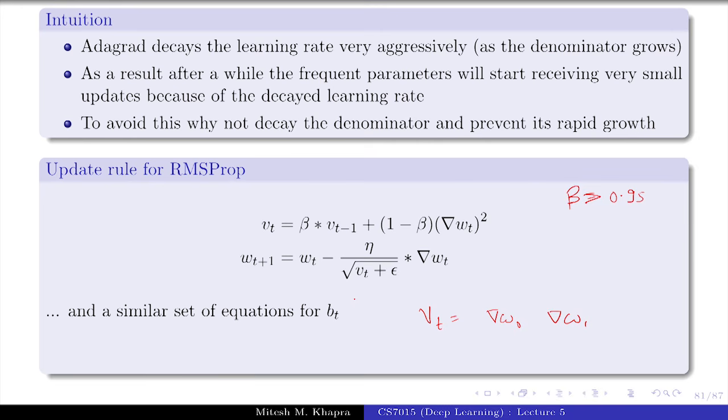So again, this is the trick: you're using this exponential moving average. Even at the first step, earlier I was doing grad W1 square. Now I'm actually doing 0.05 into grad W1 square. So that's what my V1 is going to be. Now what is my V2 going to be? It's going to be 0.95 into 0.05 grad W1 square plus grad W2 square. So this quantity is shrinking even further, and at each step this is going to keep a 0.05.